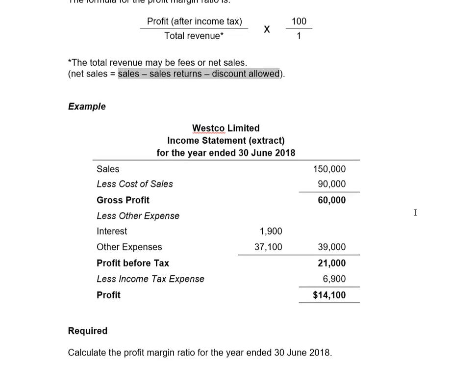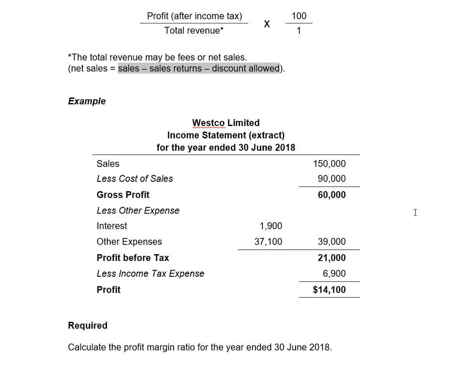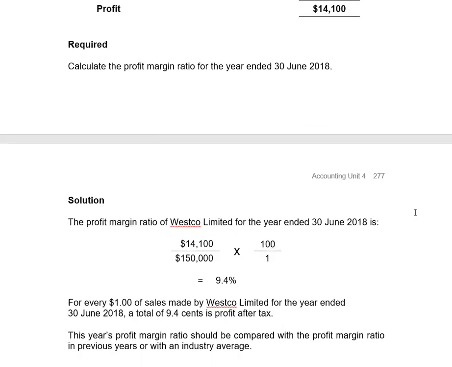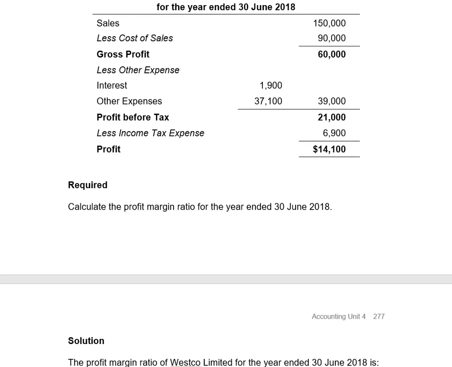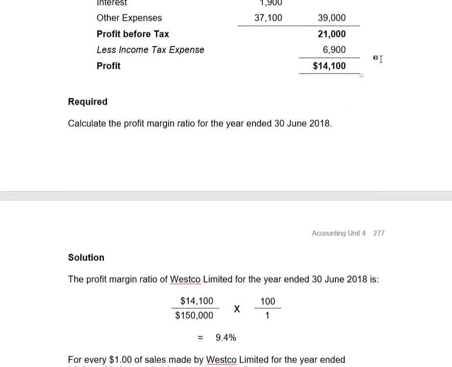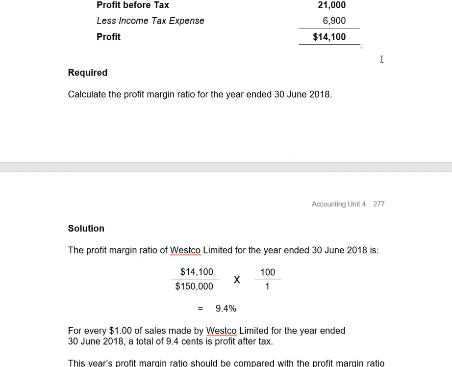Now, an example given here is an income statement. So if you are required to calculate the profit margin ratio, then what you can do is take the profit after tax. It must be after tax. Do not take the before tax amount, and then divide it by the total revenue. In this case, it is the sales, right? You don't have sales returns or discount allowed, so it is fine to just take sales. Times 100, you get 9.4%. This means that for every $1 of sales made, you would have 9.4 cents as profit after tax.